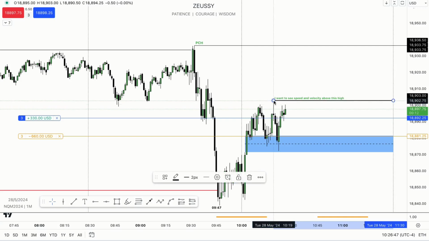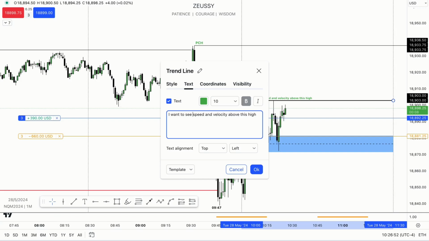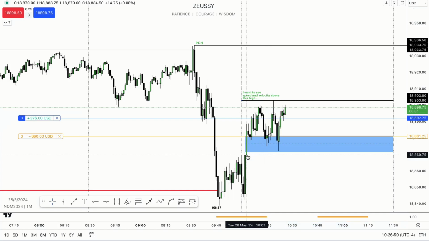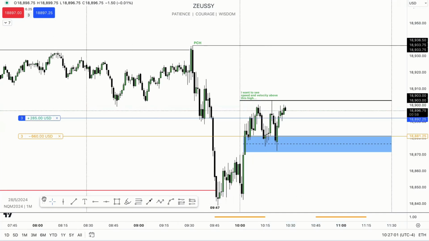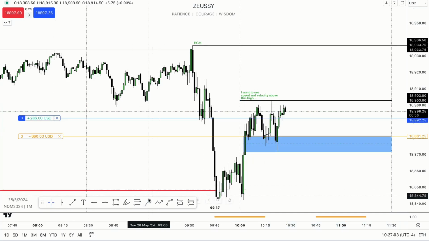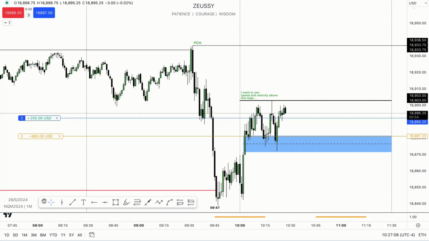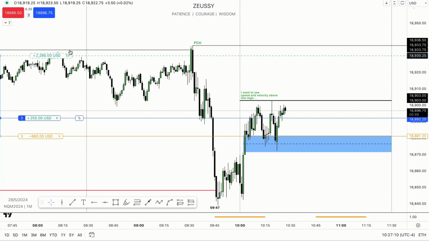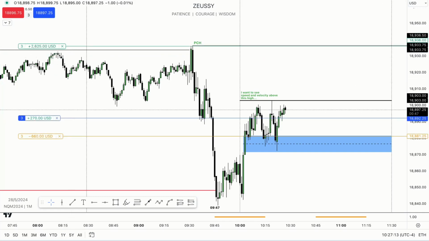Let me just make sure it's annotated properly. You might be wondering what's this red line. We will take a look at that in a bit. Targeting the previous cycle's high, and maybe even higher. I'm rather bullish for today.